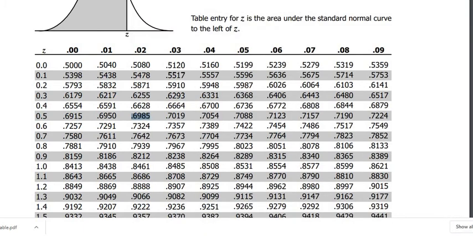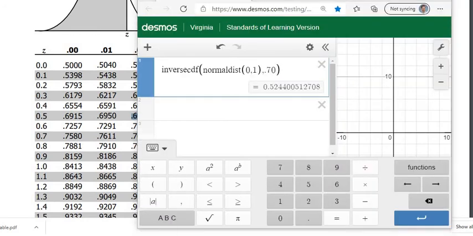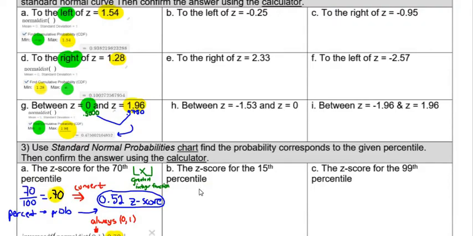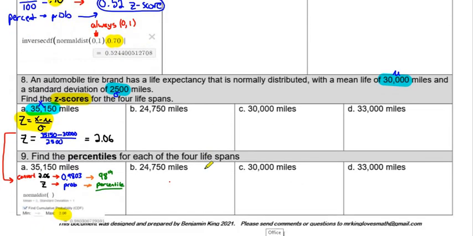Okay, and then the last part that we did on the front here is to do an actual z-score problem. So you take the x value of 35,150 miles, you subtract the mean of 30,000 miles, divide by 2,500. The first question is, what is the z-score? The next problem is directly connected to this. It basically says take the z-score and convert it to a percentile, and that means left probability.